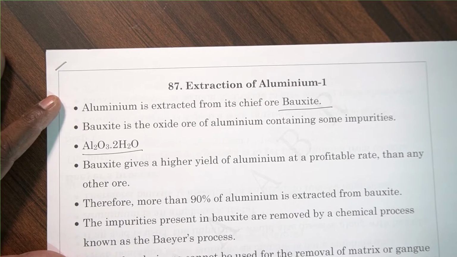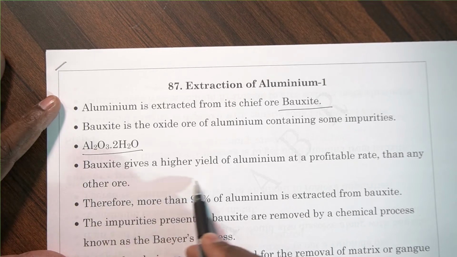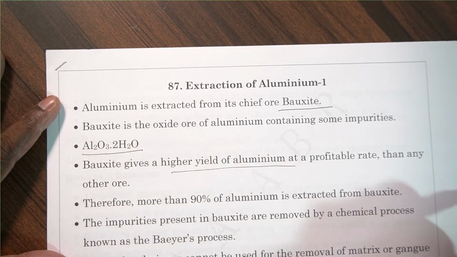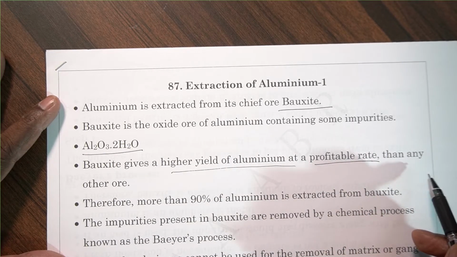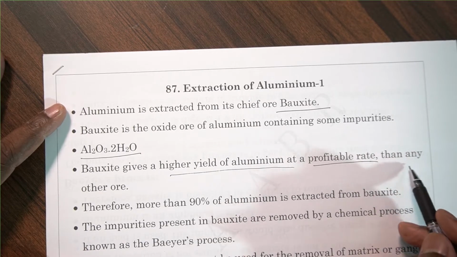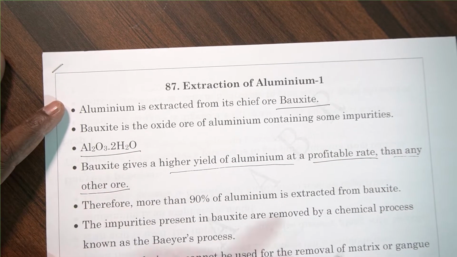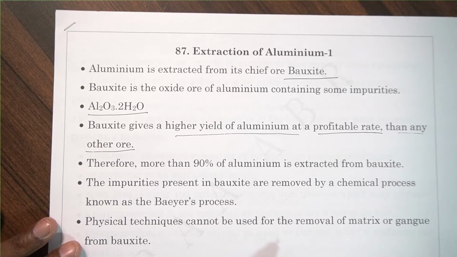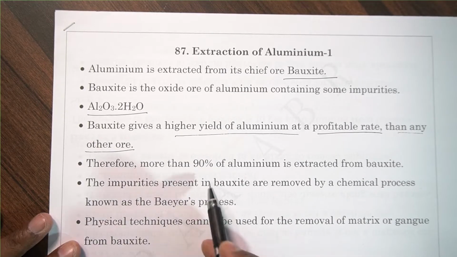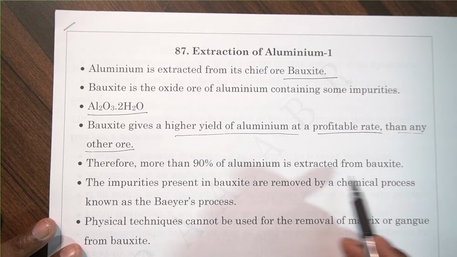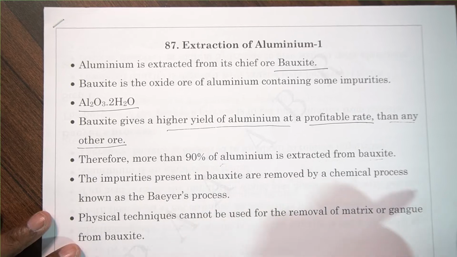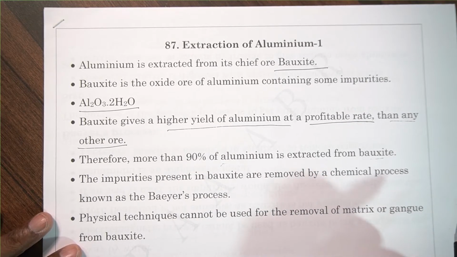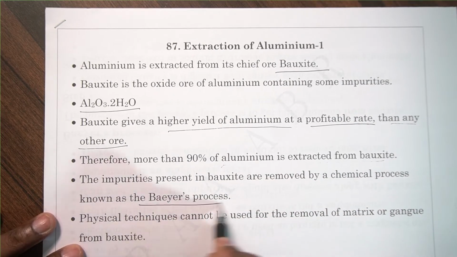Now, among all the various ores of aluminium available, bauxite gives a higher yield of aluminium at a very profitable rate. So it can produce cheap and best quality aluminium than any other ores. That is why bauxite is preferred. Then we know that in our country more than 90% of aluminium is extracted from bauxite ore. Impurities in bauxite are removed by a chemical process. Now this is known as Bayer's process.